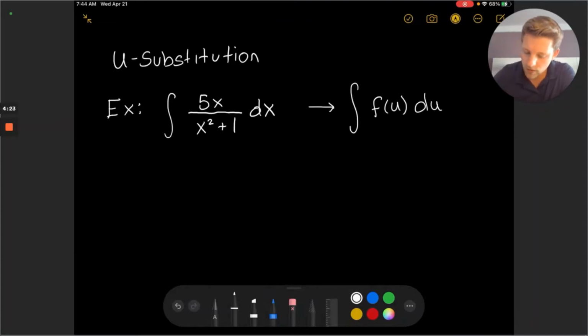And what we're looking for in terms of a u variable is maybe a more complex part of this integral that has its derivative kind of hidden inside of the function somewhere. So for this example, the more complex portion of this integral would be the denominator, x squared plus 1. It's a power above, or a degree higher than, the numerator. So we're going to start by just choosing x squared plus 1 as the u substitution.